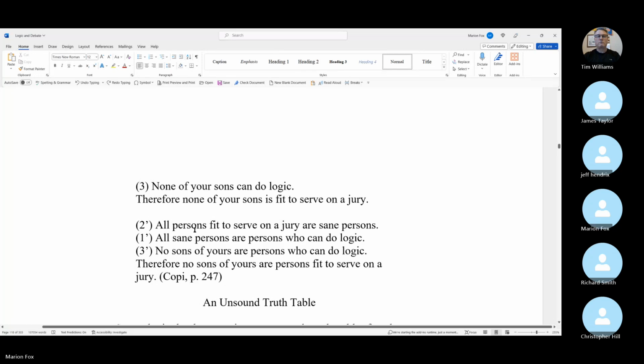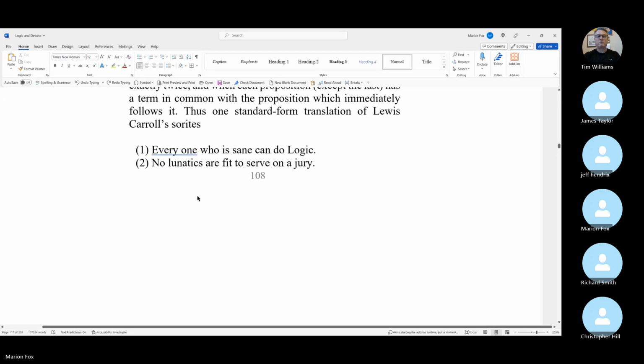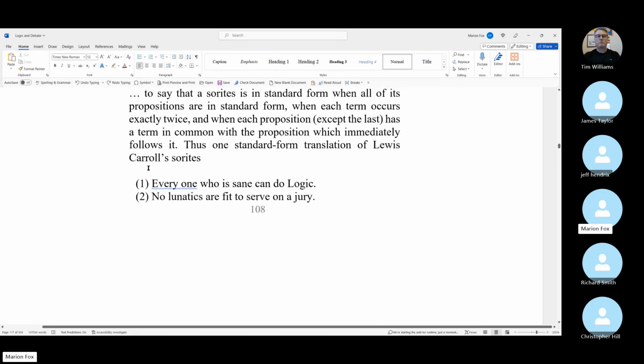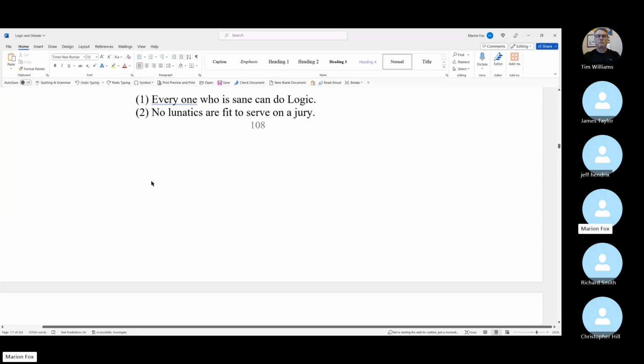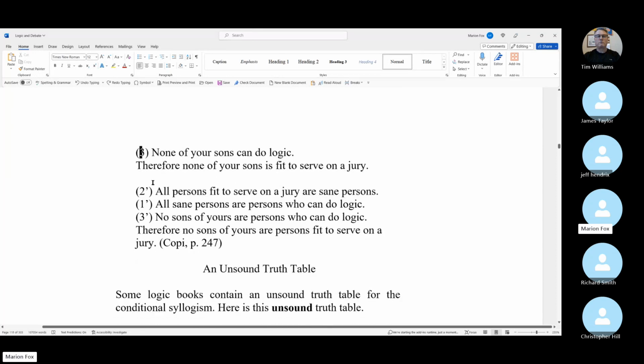All persons fit to serve on a jury are sane persons. All sane persons are persons who can do logic. No sons of yours are persons who can do logic. Therefore, no sons of yours are persons fit to serve on a jury. All right? Now, he left one out. There's one in between here. So you've got a lunatic. This is not a person who's sane. So again, you have to go by how he's defined things.